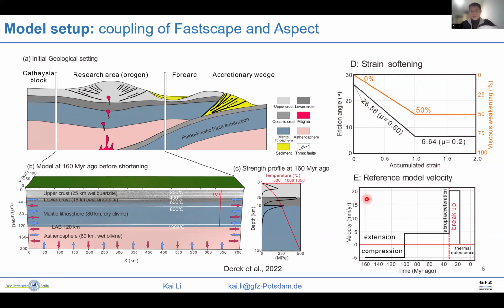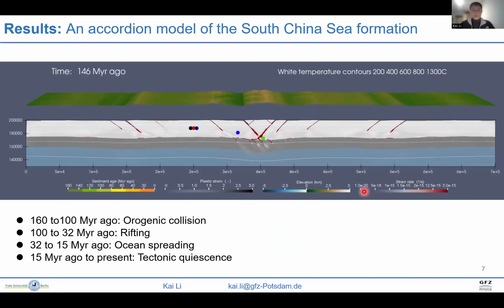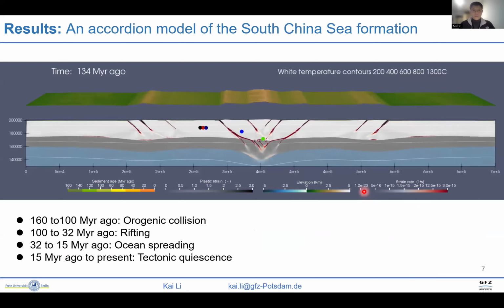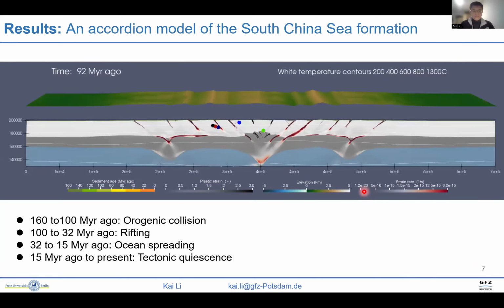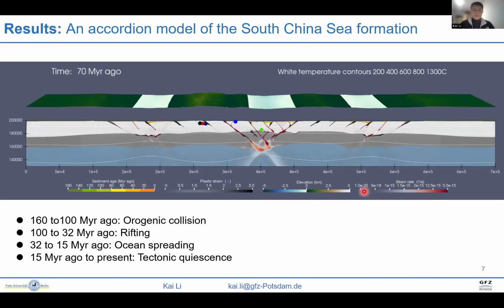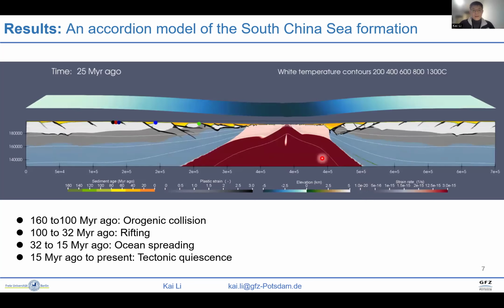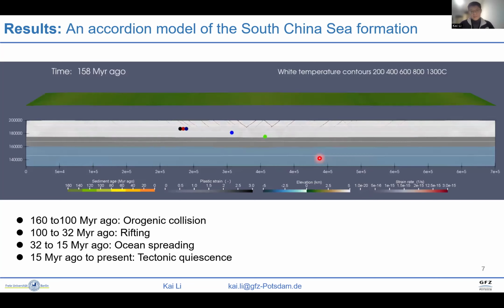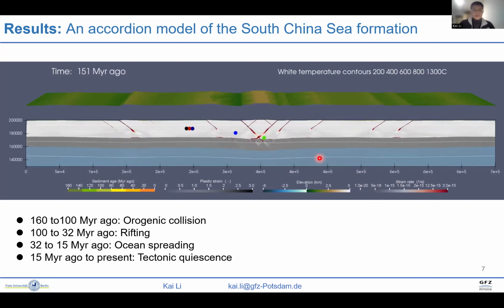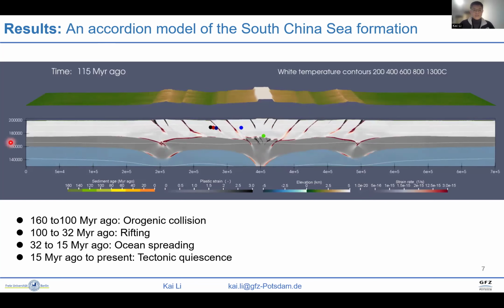Okay, and now let's look at the evolution of my model. During the shortening, it forms thrust faults and a mountain in the center, with crustal thickening. When we change to extension, the mountain collapses. Some thrust faults are reactivated. And after the crust breakup, it forms a wide rift margin. And what's more, we put 5 points to trace the PTT path, the pressure, temperature, time path.